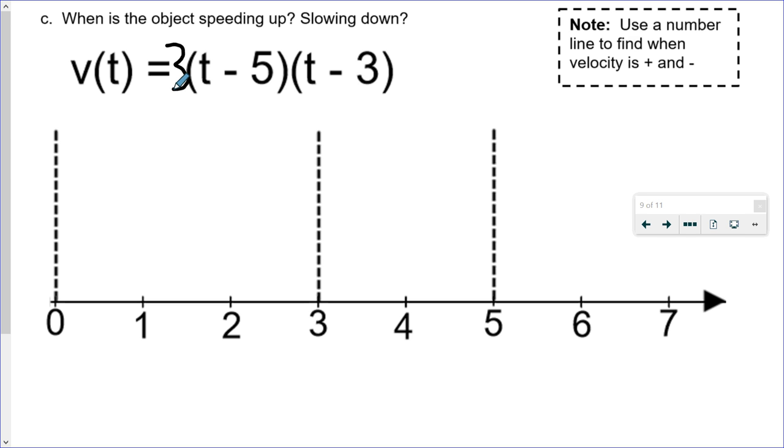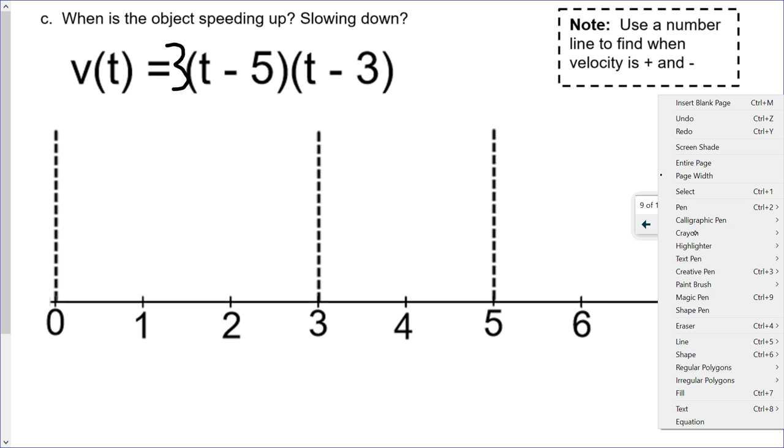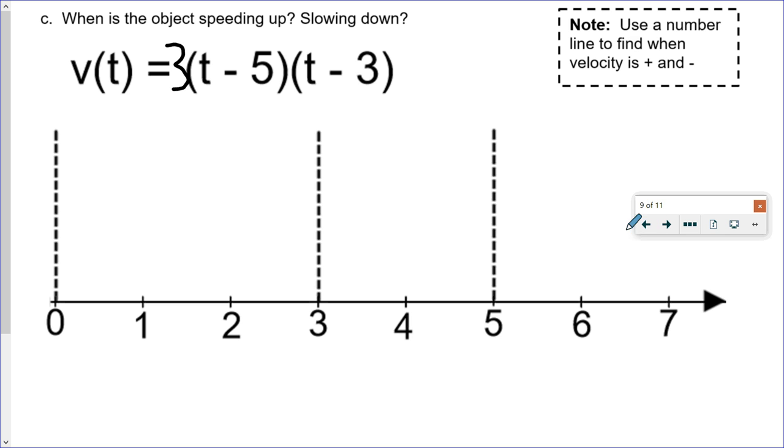When is the velocity positive and negative? That's my first step. So I start at 0 because time at 0. I have 3 and 5 seconds because I know that's when my velocity is 0, so meaning I stop or change directions. So let's go ahead and do our sign analysis. So 3 is my constant and it is positive in all my intervals.